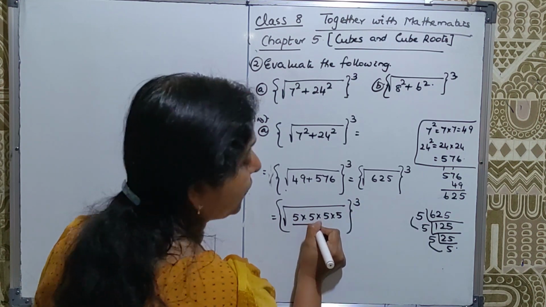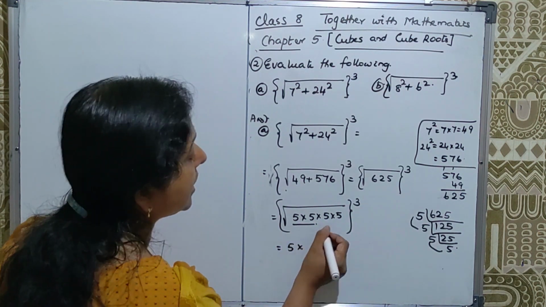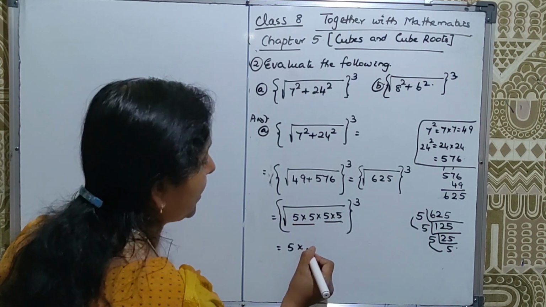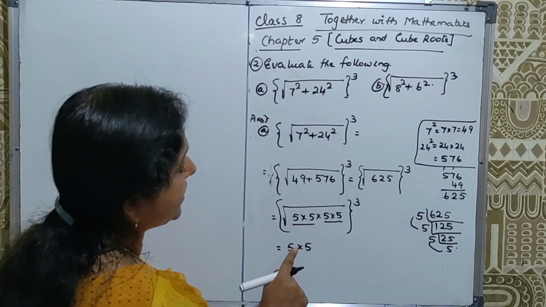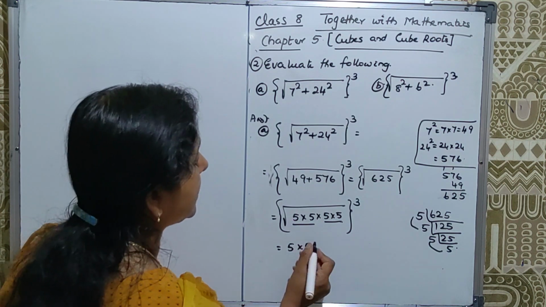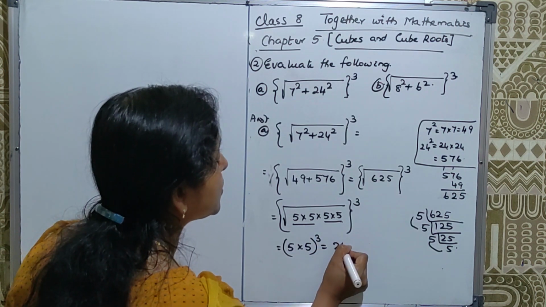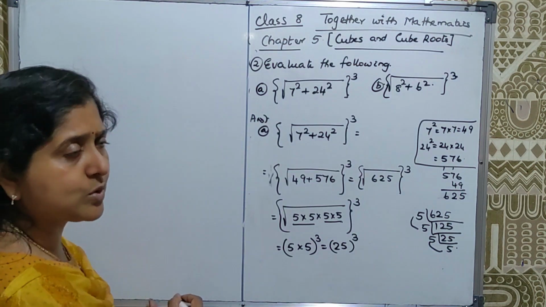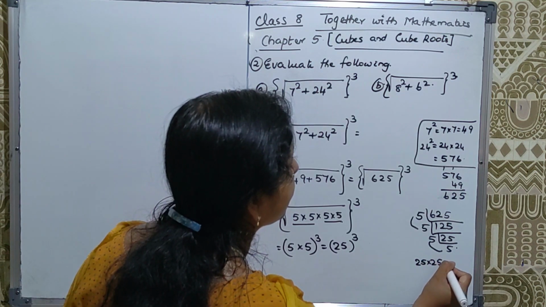So instead of 2 5's, you can take 1 5 outside. Again, instead of the next 2 5's, you can take 1 5 outside. Why? Because it is a square root actually. Instead of 2 5's, you can take 1 5 outside. So the next 2 5's, 1 5 outside. The whole raised to 3. What is 5 5's? 25 raised to cube. So 25 into 25, 25 into 25 is 625.